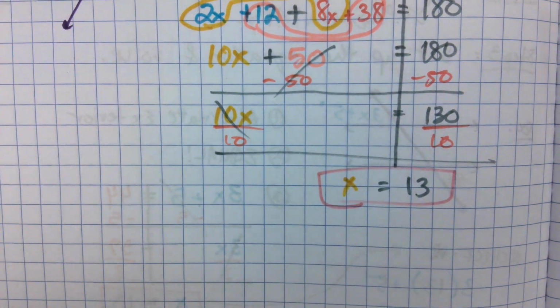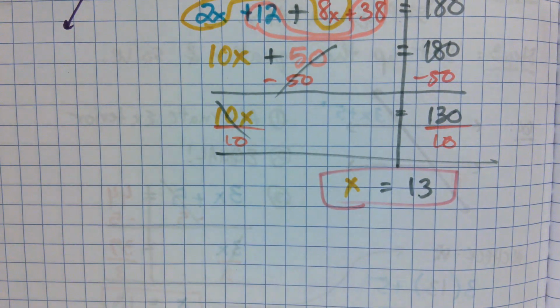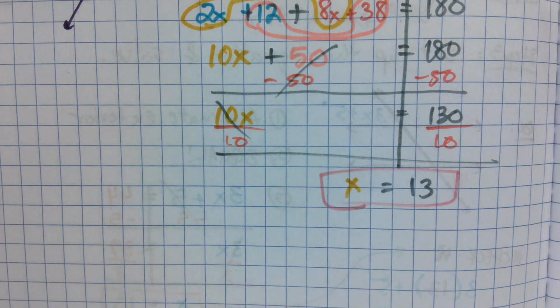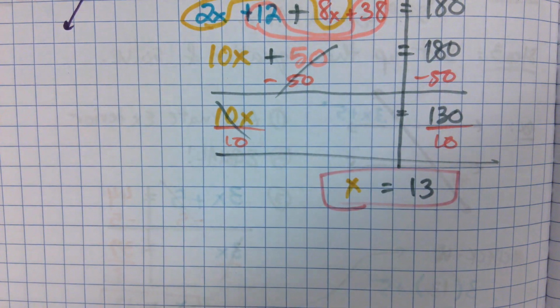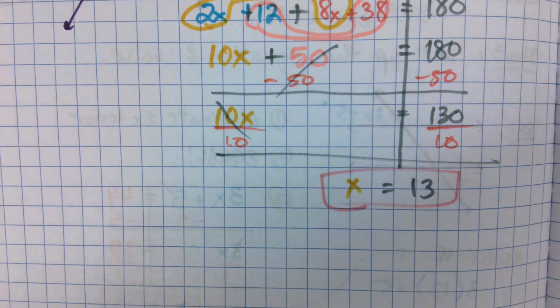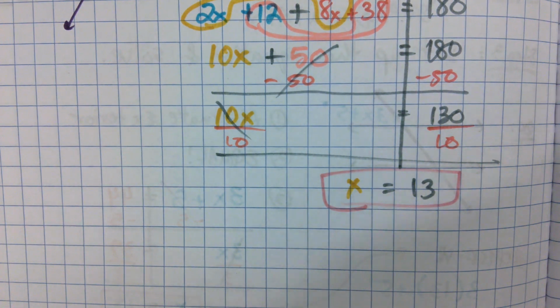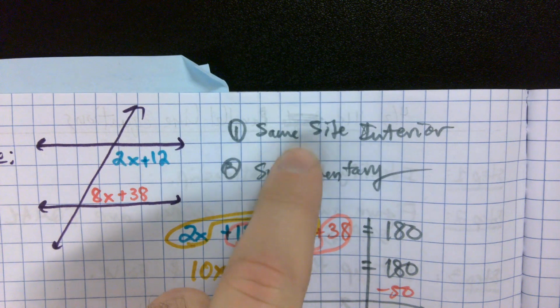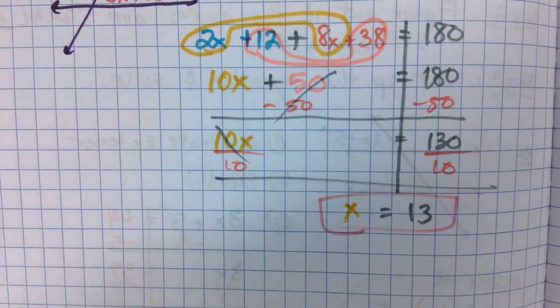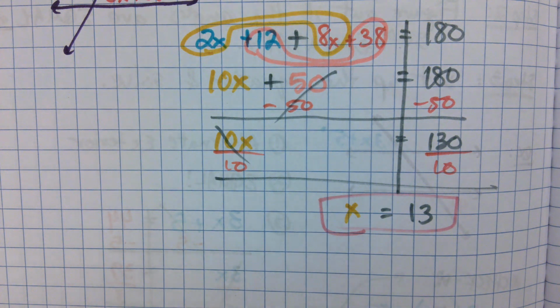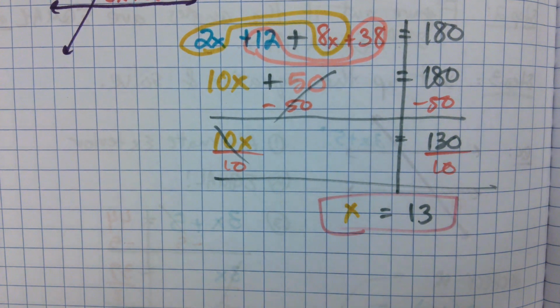So that's the only situation where we add them and set them equal to 180. Same side interior. Think same side supplementary. So on the worksheet, you will have to write what the relationship is, just for our practice's sake. Set it up, solve it out, see what you get for x.